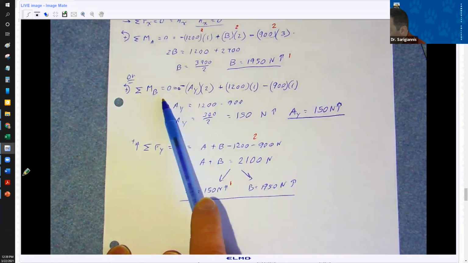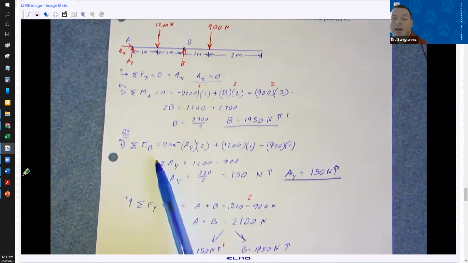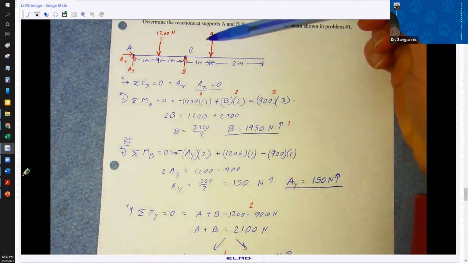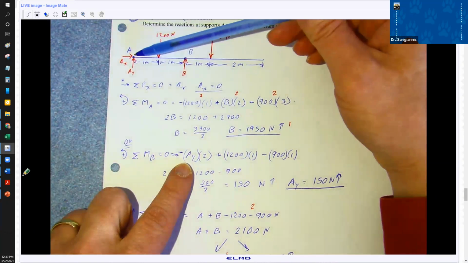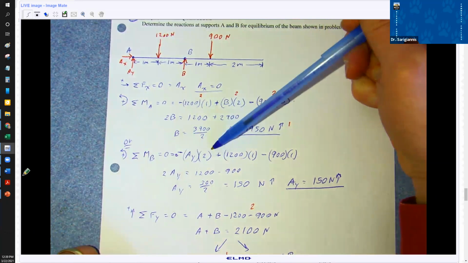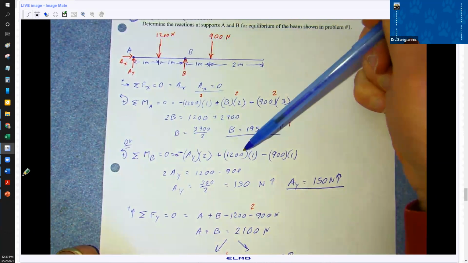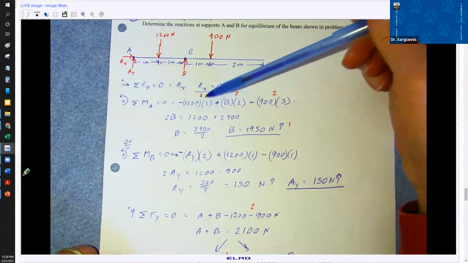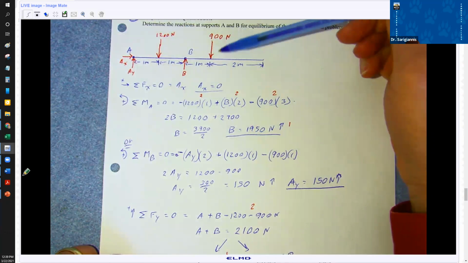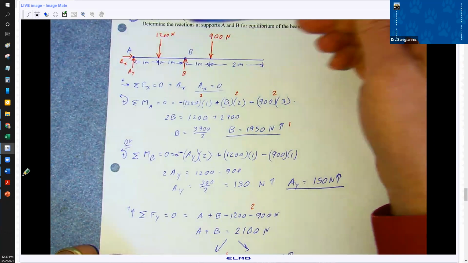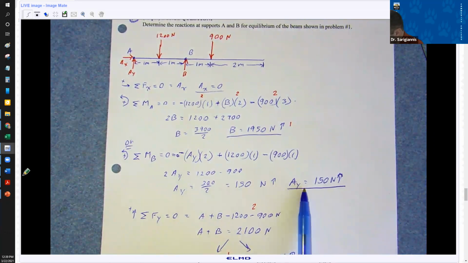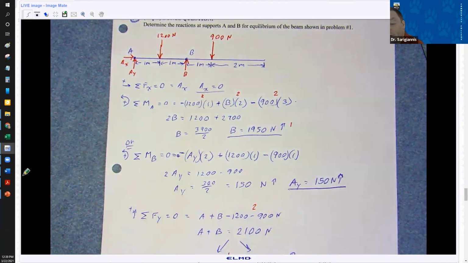If I did the sum of the moments about B, I'm going to get A from that, right? Let's walk through that. Sum of the moments about B. Well, A is a force that is generating a clockwise moment, so that's a negative, and that's 2 meters away from B. 1200 newtons will generate a counterclockwise moment, and that's 1 meter away from B. The 900 newtons is 1 meter away from B, and it's generating a clockwise moment, so a negative. So you can figure out AY using this sum of the moments about B as well, 150 newtons.